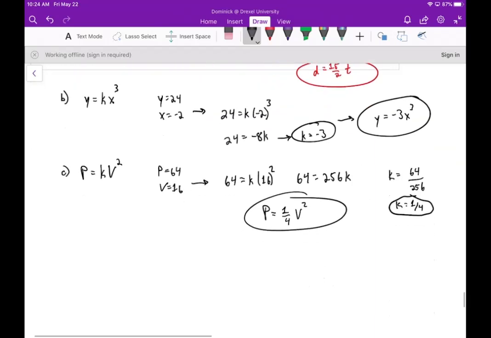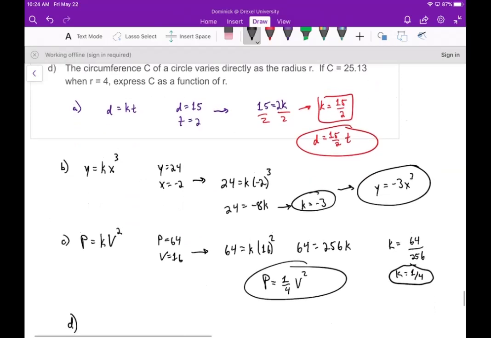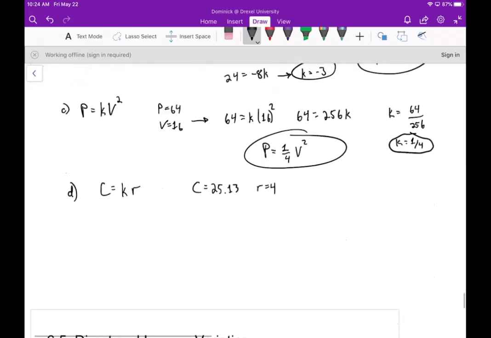Okay, and then finally part D, we have that the circumference of a circle C varies directly as the radius, right? So we have that C is equal to k times r. We're told that C is equal to 25.13 when r is equal to 4. And we want to write C as a function of r, so we just need to find k and then write that equation. So if we plug in, we get 25.13 is equal to k times 4.